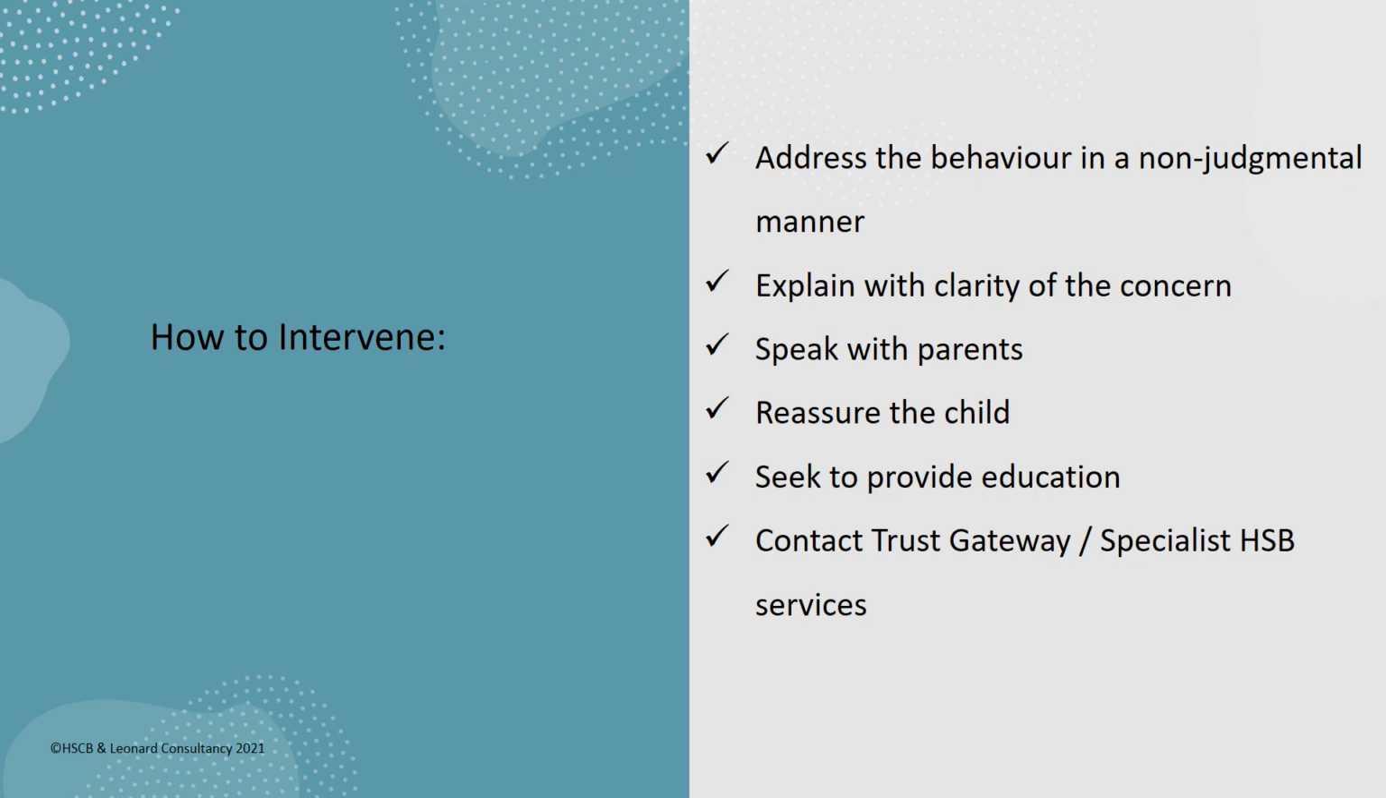So it's about seeking to provide education, but also, when you can identify that child within the amber, please don't wait for red. You may initially see a red concern. It might be clearly problematic, clearly harmful, clearly abusive, and there's no doubt about what you're seeing. But make sure you don't lose sight of the ambers and referring them through to your Trust Gateway social work teams and the specialist HSB services. Those are also great for ringing up and checking out if you're worried or concerned.